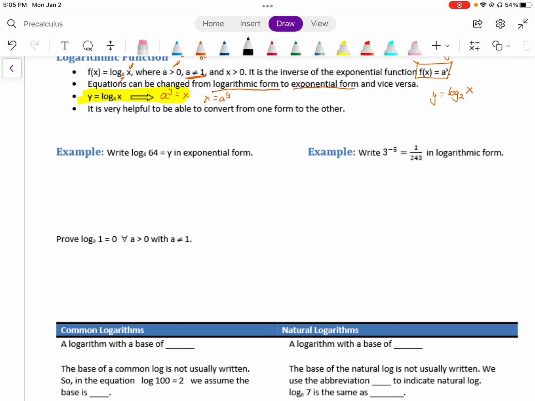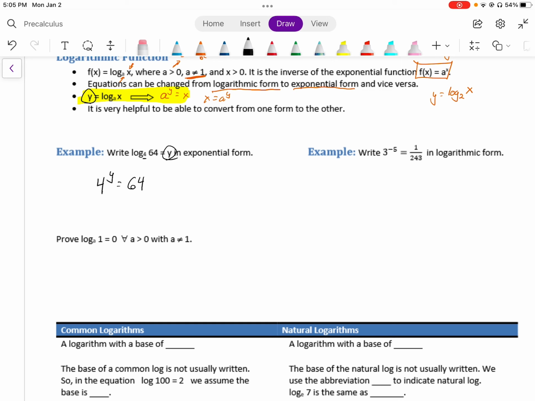So now notice we have the y on opposite sides, so not a big deal. Remember the base of our logarithm is the base of our exponent, so 4 to the y power equals 64. So we were able to convert that into exponential form.